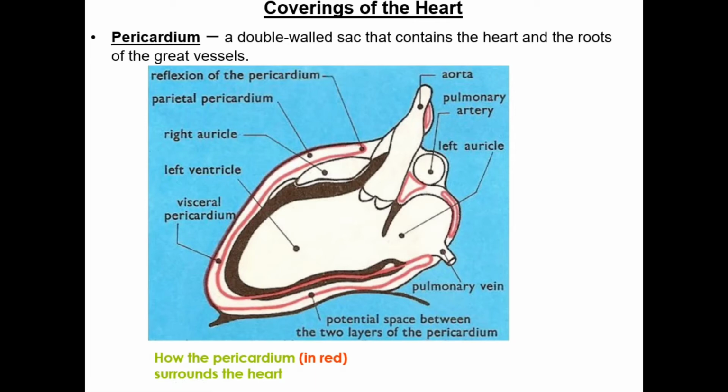The parietal layer lines the internal surface of the fibrous pericardium, whereas the visceral layer, the epicardium, lines the surface of the heart. So the visceral, as the name indicates, viscera means it covers, it is attached to the heart, whereas its outer layer is termed the parietal pericardium that lines the fibrous pericardium.